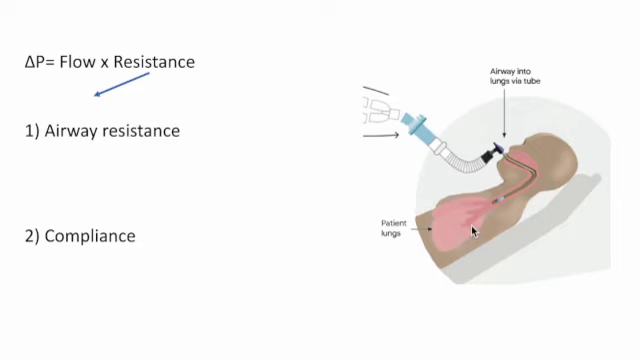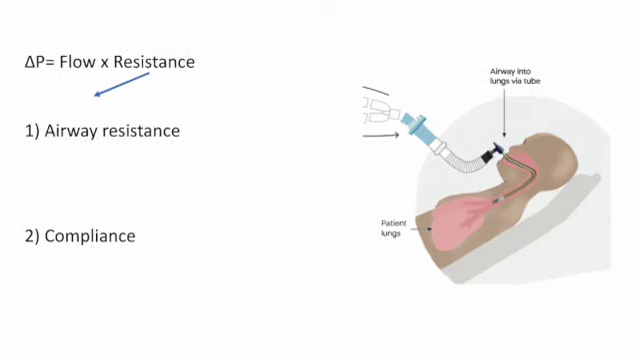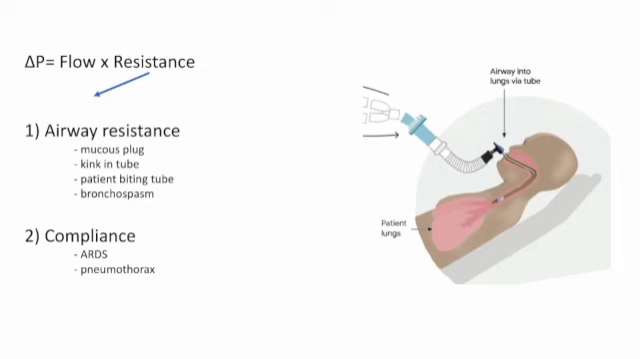A very compliant lung easily expands when pressure is applied. And a lung with low compliance is stiff. It has very little change in volume with an application of pressure. So if the peak pressure alarm is going off, there is a problem with resistance. So what's the differential for increased airway resistance? Mucus plugs, and this is by far the most common, kinks in the tube, the patient biting down on the tube, and bronchospasm. And what's the differential for increased compliance? ARDS, pneumothorax, pulmonary edema, obesity, and air trapping, which we'll also talk about in a minute.